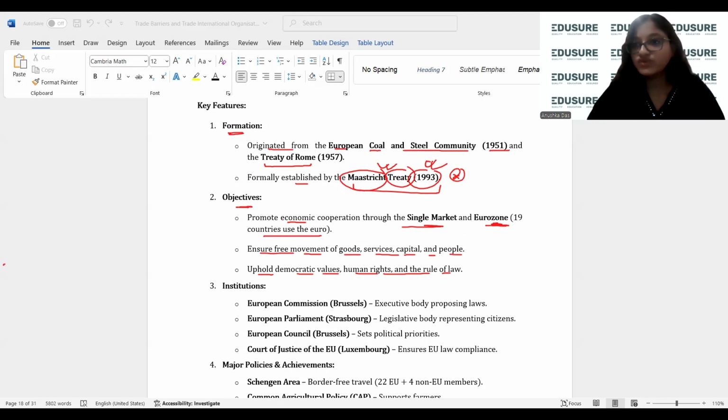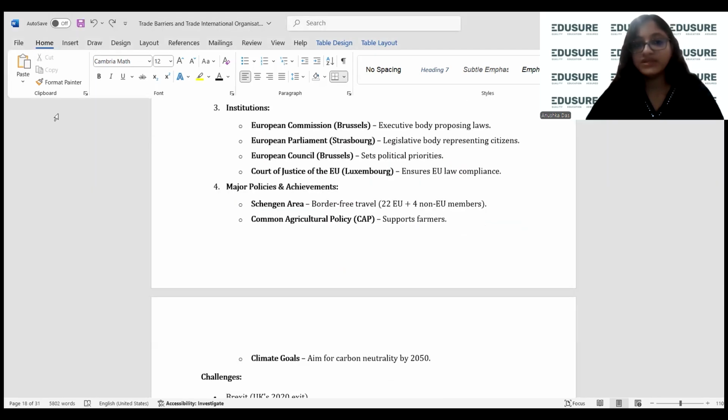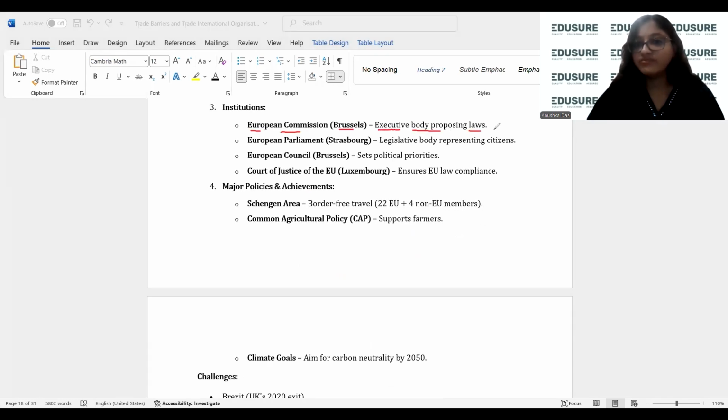Now, what are the institutions in the European Union? You have the European Commission in Brussels, which is the executive body for proposing laws. The European Parliament, in Strasbourg, is the legislative body representing citizens. The European Council, which is in Brussels, sets political priorities. The Court of Justice, in Luxembourg, ensures EU law compliance. So these are the institutions, basically the different regulatory bodies in the European Union, and these are their headquarters.